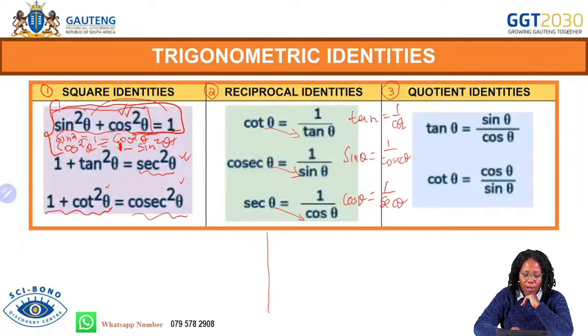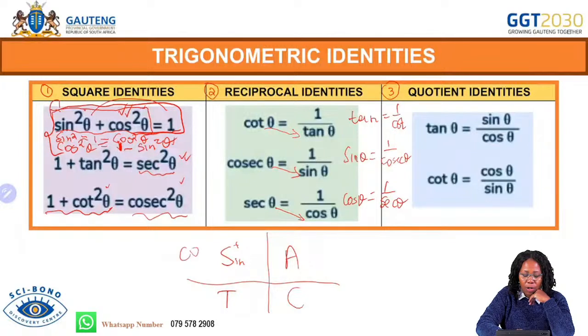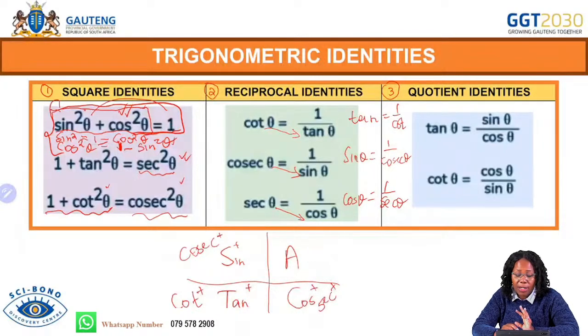And then when coming to the quadrants, the CAST diagram that I explained earlier, in terms of being positive or negative in a certain quadrant: in quadrant 2, where sine is positive, its reciprocal cosec will also be positive in that quadrant. The same applies with tangent. In quadrant 3, tan is positive. The same applies with cot. When cot is in quadrant 3, it will also be positive. Same with cos. In quadrant 4, cos is positive. That means sec will also be positive in that particular quadrant. That is what we mean about the reciprocals.